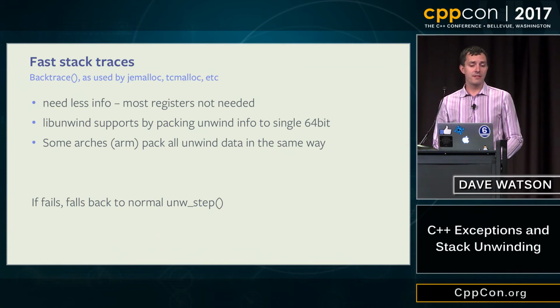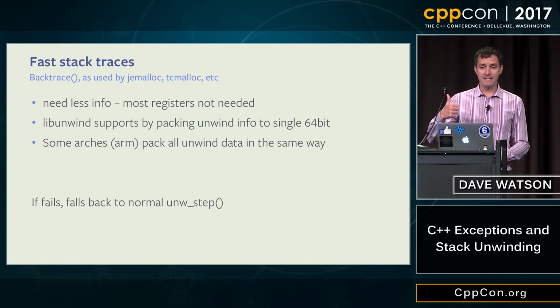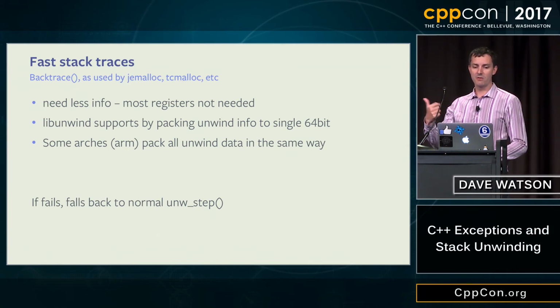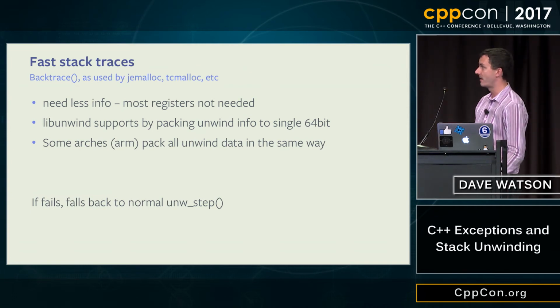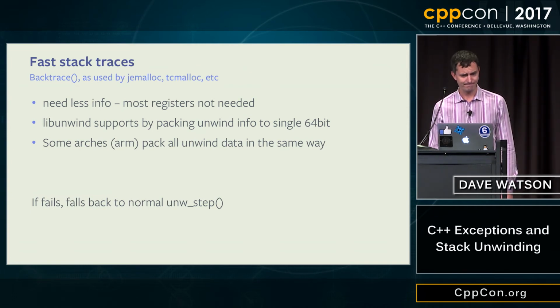So if we're using fast backtrace support, we try the fast backtrace cache. If we miss there, we try the full unwind cache. If we miss there, then we're going to go and search through all the object files and find the correct DWARF to rerun to get us to the correct location.